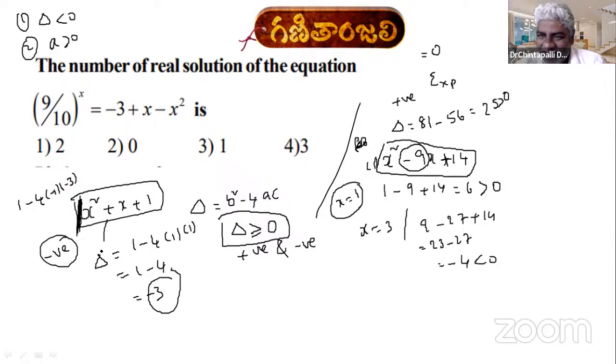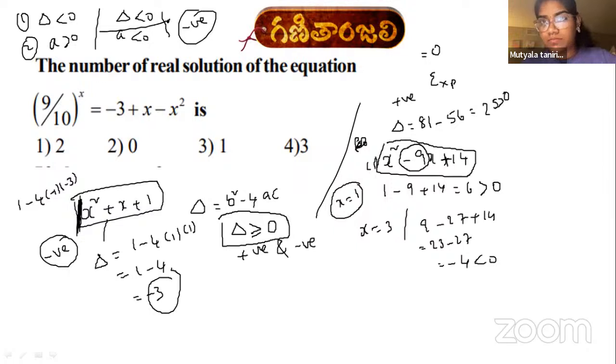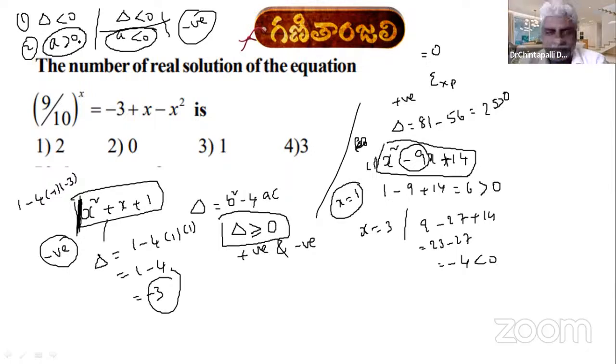Got it? One beautiful point here: if delta is negative and a is positive, that expression is always positive. And if delta is negative and a is negative, then that expression is always negative. If delta is negative, it is either always positive or always negative, depending upon the value of a. If the value of a is positive, the expression is always positive. If the value of a is negative, the expression is always negative.